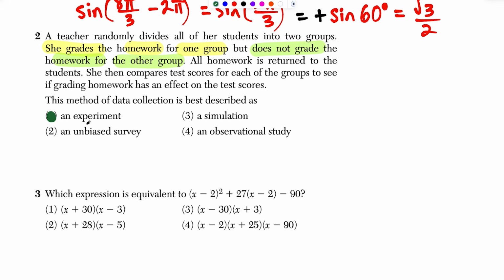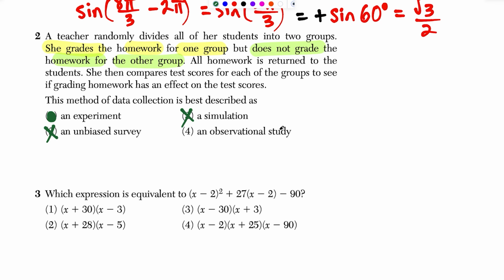This is not an unbiased survey because, once again, the students aren't actually answering a survey here. The teacher is just trying to see if there's a difference in the test scores based on some idea that she's implementing. The simulation is not going to be the answer choice here because it's not like she's running some event 100 times in a computer or something. So that's how I know it's not a simulation.